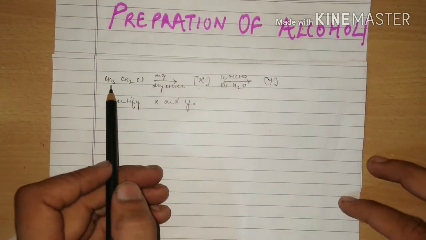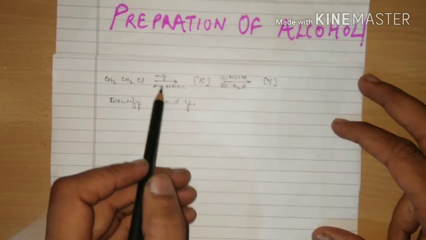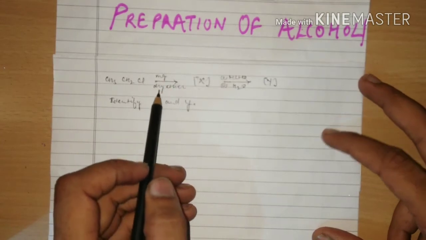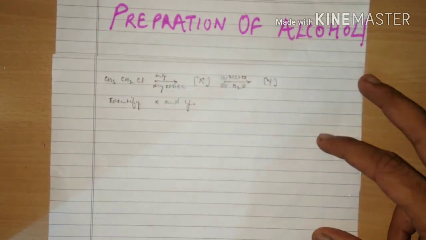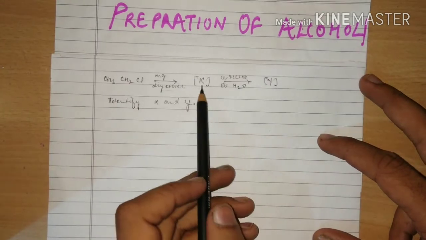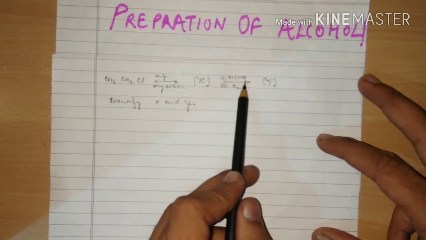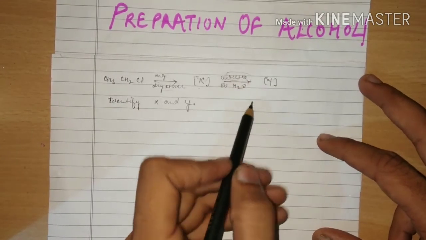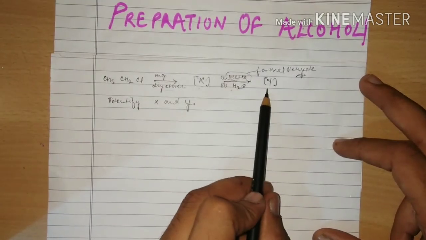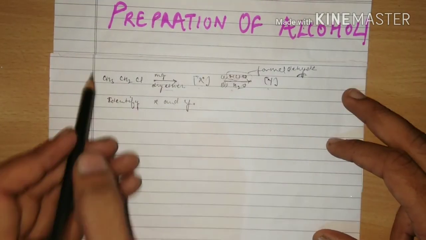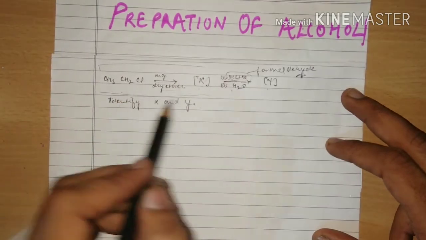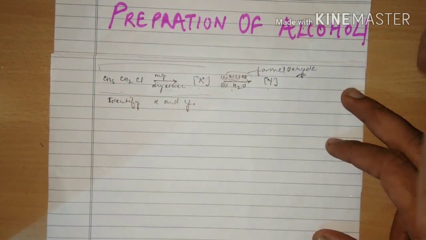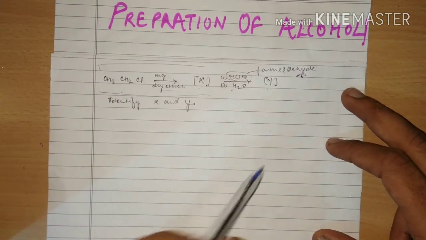Now let's take an example question. We have CH3CH2Cl, which reacts with Mg in the presence of dry ether. We get X. Then this X reacts with HCHO, which is formaldehyde, and then H2O, and we get Y. Identify X and Y. The first step is the formation of Grignard reagent.